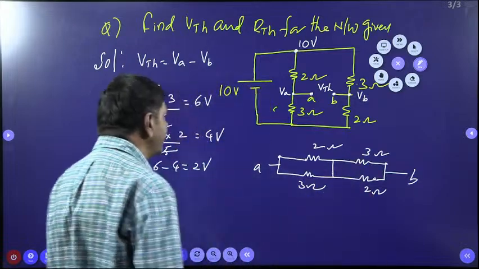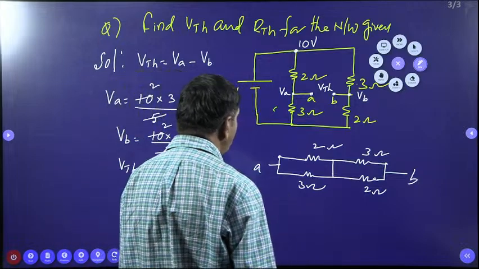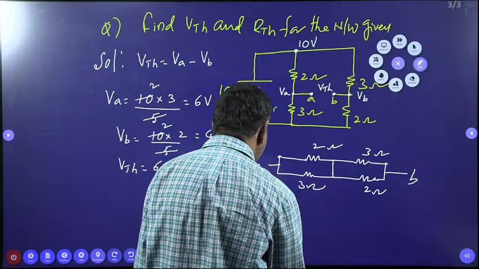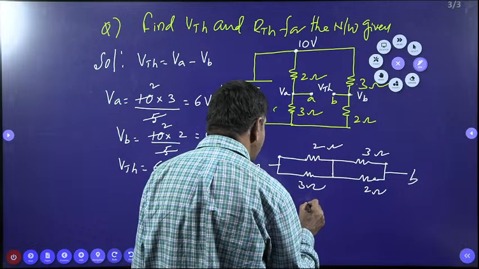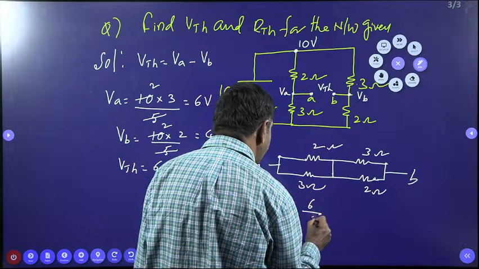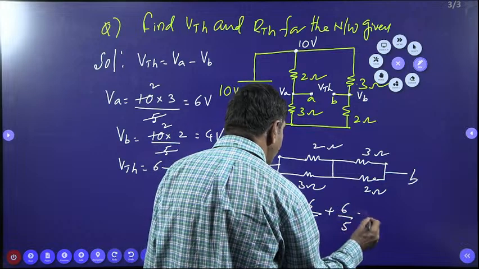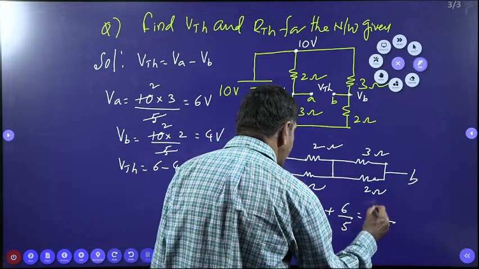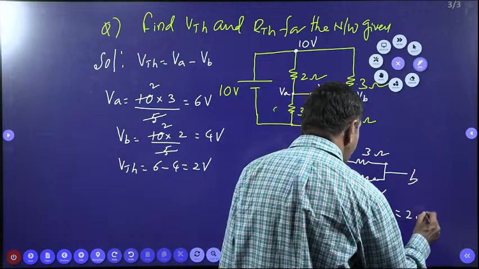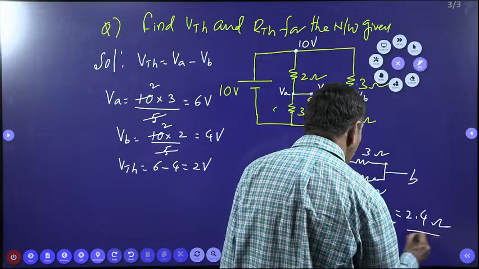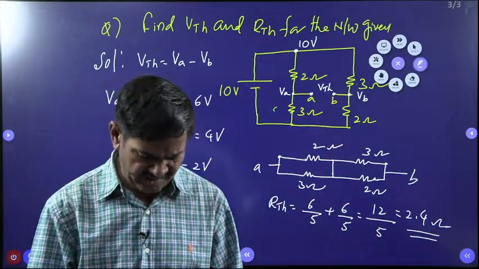I can get it directly. How can I get it here now? RTH is nothing but the resistance across AB. These two are in parallel. 2 into 3, 6 by 5. 3 into 2, 6 by 5 is possible. Finally, I am getting 5 as LCM, 12 by 5, which is 2.4 ohms. That is RTH, I can say.